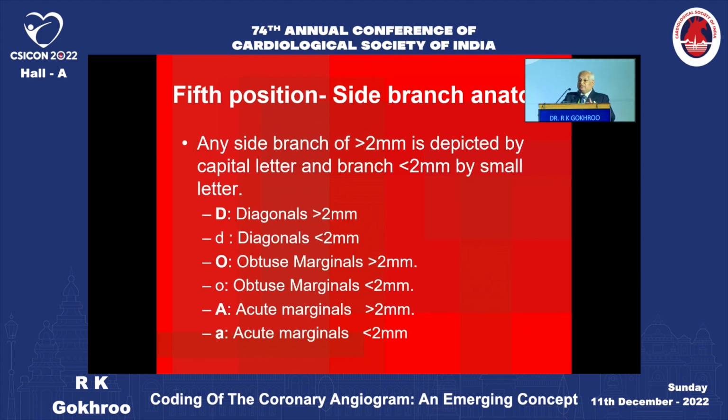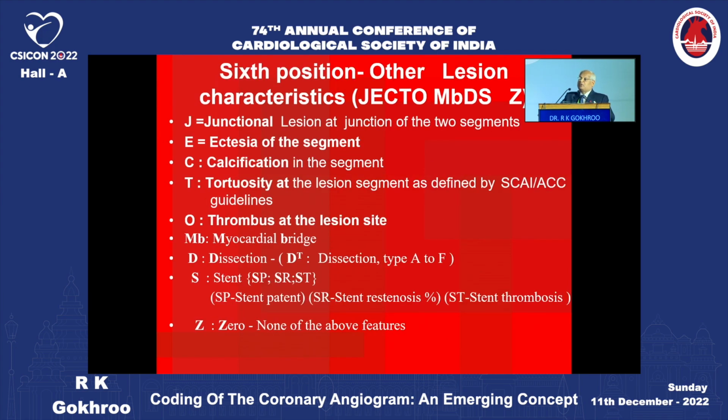U. Then in the fifth position, you describe the side branches coming off the vessel, whether they are large enough, more than 2 millimeters, or less than 2. Whether they are to be given a dash or stent has to be decided. And what is the amount of myocardium being supplied by those side branches.